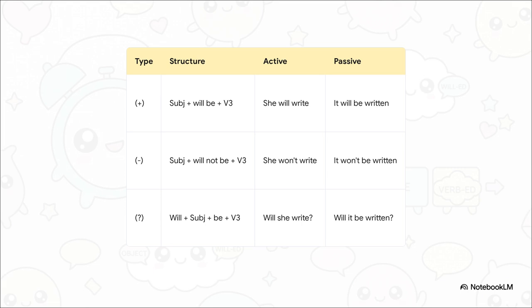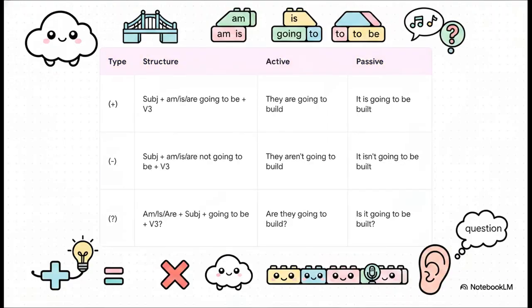And if you want to ask a question, just grab that will block and stick it at the very front. Will the report be written? It is beautifully consistent. Then we have our second pathway, which uses the be going to structure. This one is your go-to formula for planned future actions. It works exactly like our will Lego blocks, except the middle chunk is just a tiny bit longer. Instead of will be, you use am, is, or are going to be. So, if the active plan is, they are going to build a bridge, the passive transforms into, a bridge is going to be built by them. The exact same rules apply for negatives, just add not. And for questions, you pop that am, is, or are block right up to the front.